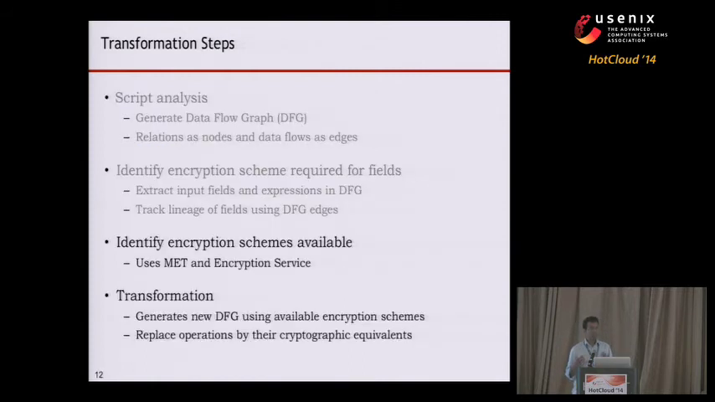going forward, once we identify the encryption schemes that we require at these stages in the Pig Latin script, then we use the encryption service to identify what encryption schemes we already have available. Using this information, we can actually perform the transformation. So our transformation occurs at a data flow graph level. We have the source data flow graph, and we convert that into a target data flow graph. And the main changes that happen are we load from an encrypted file, we replace the columns with the encrypted version of the columns, and we replace the operands or the functions by their encrypted equivalents.